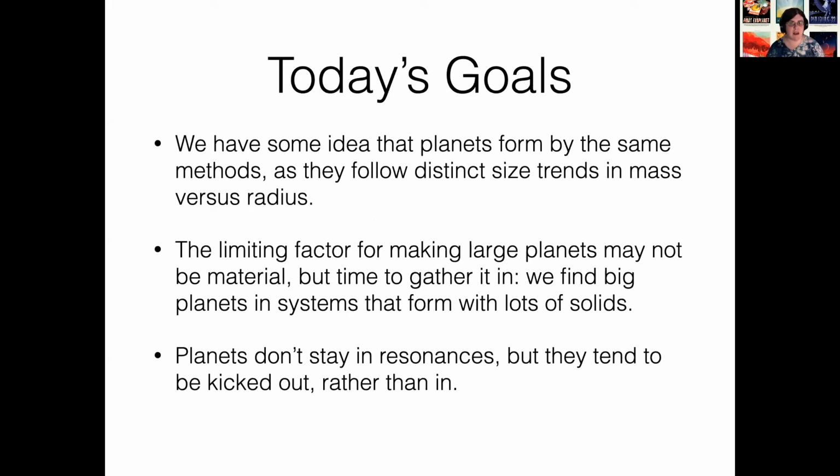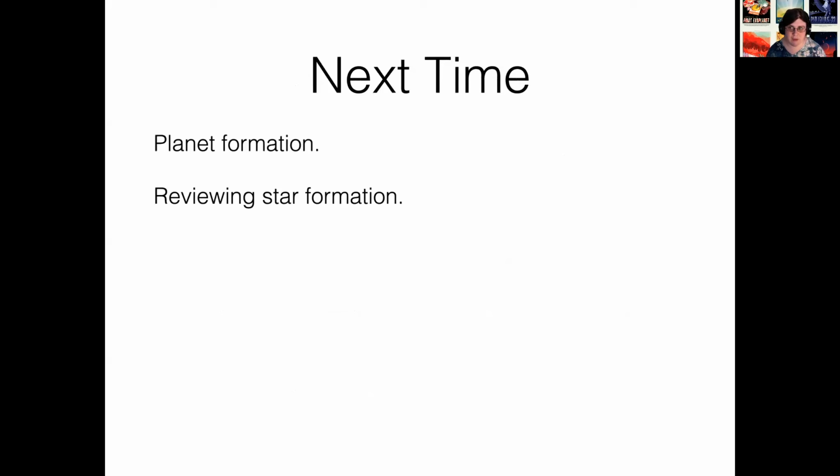So today we talked about trends in size and mass and radius so that we could tease out what formation was going to do. We observed that metal-rich stars tend to have larger planets, which tend to be relatively metal poor. That might indicate that the limiting factor for making planets, at least around most of the stars we look at, is not actually having enough solids. It's possibly a timescale thing. Planets don't tend to be in resonances, but they tend to be slightly outside of them. Next time, we're talking about planet formation, which means we also have to review a bit about star formation.